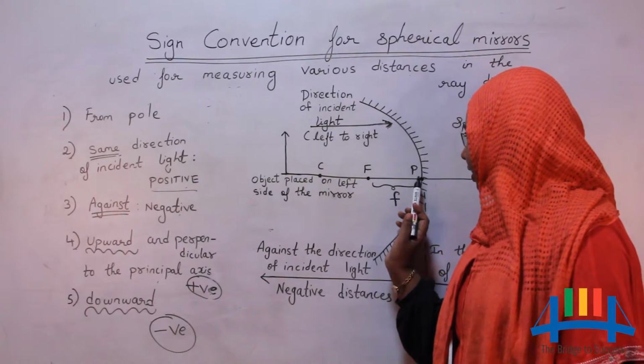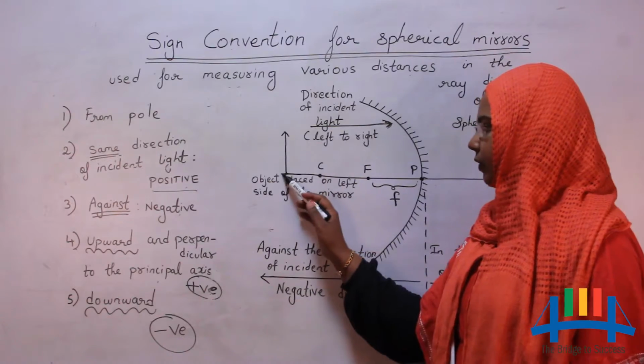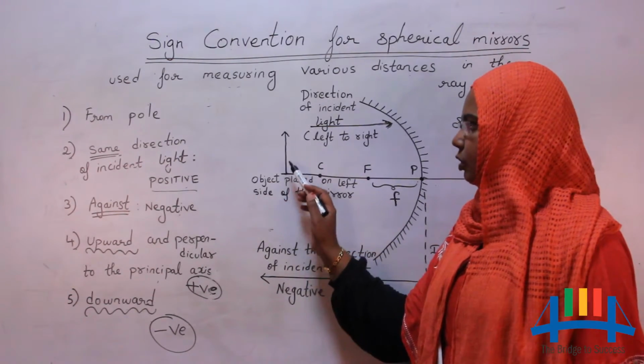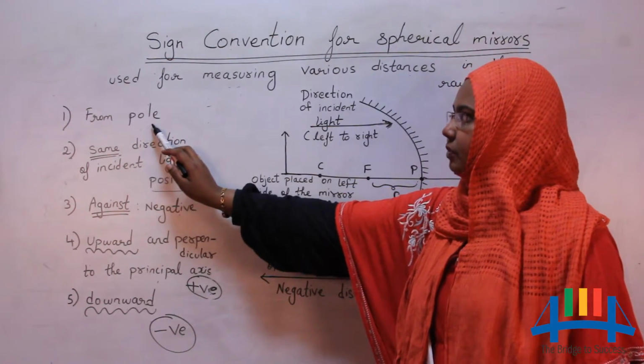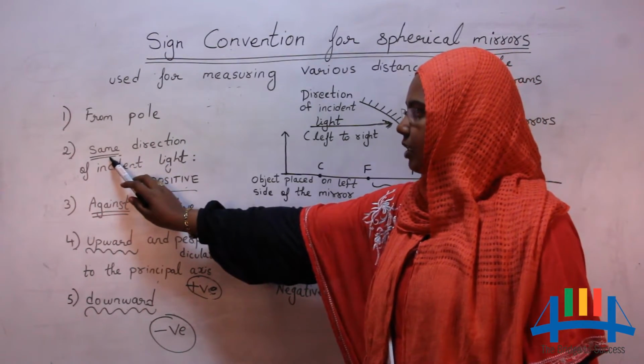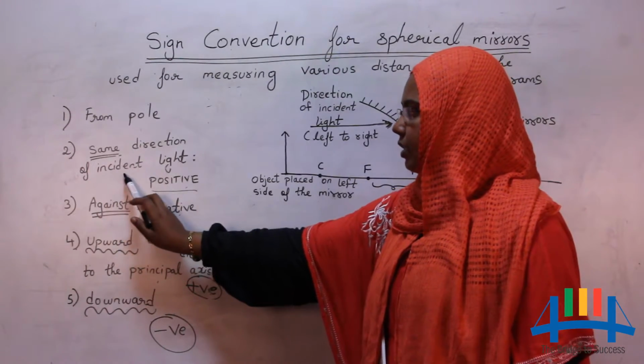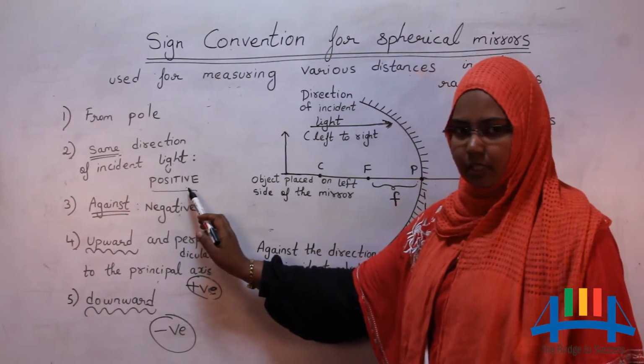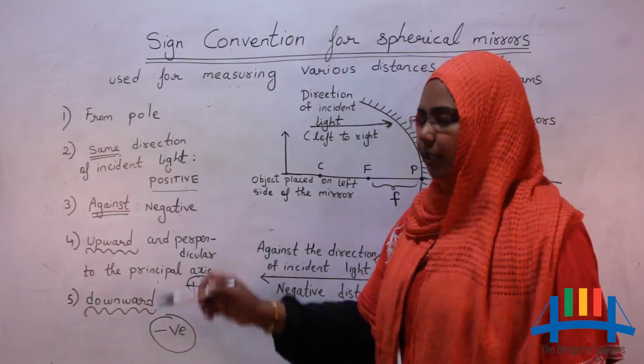So you should start your scale from here, 1, 2, 3, whatever number you get. So all the distances should be measured from the pole. That is the first rule. The second one is the distances measured in the same direction as that of incident light is taken as positive.